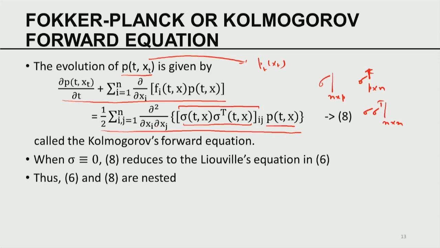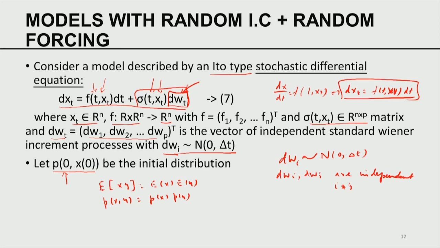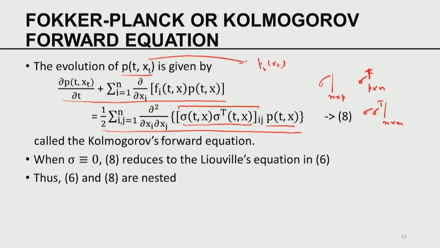If sigma is 0, it reduces to Liouville's equation. When sigma is 0, 7 becomes a deterministic differential equation. In the deterministic differential equation, stochasticity occurs only from the random initial condition. So you can readily see the left hand side captures the stochasticity arising from the randomness of the initial condition. The right hand side captures the stochasticity coming from random forcing.